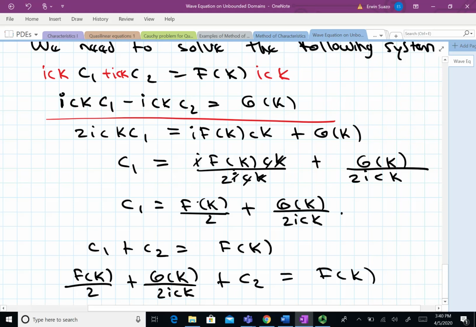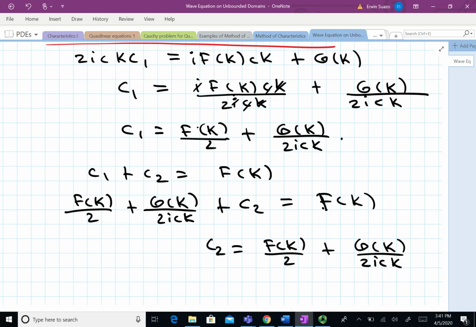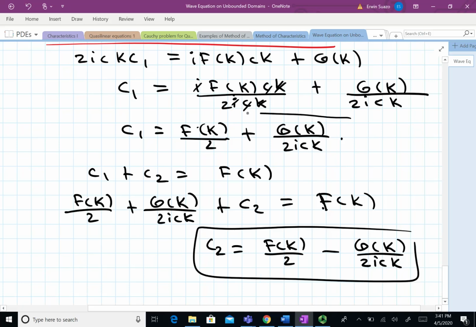Now I move all these terms to the other side. So I move the other terms, and I get minus f of k over 2 plus f of k, so I have f of k over 2 minus g of k over 2ick. I was supposed to get minus, yes, because it moves to the other side. So I have C2 and C1.